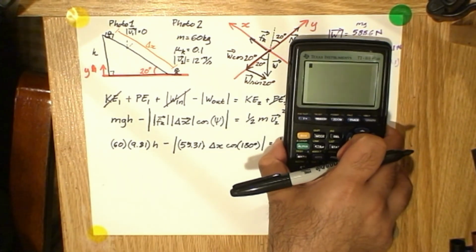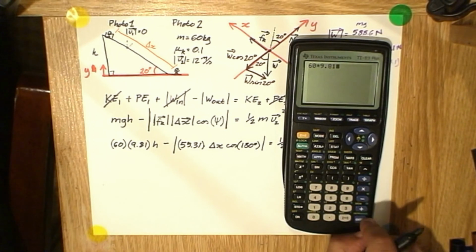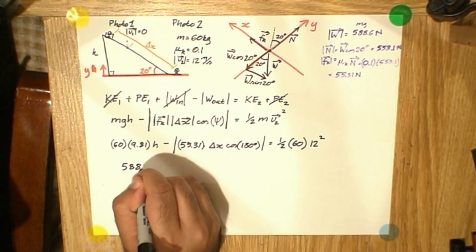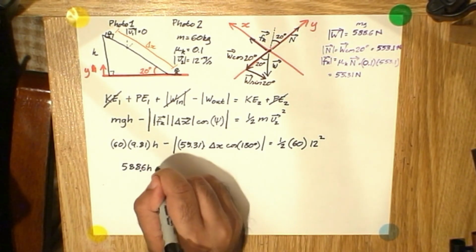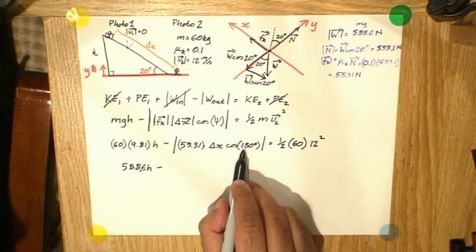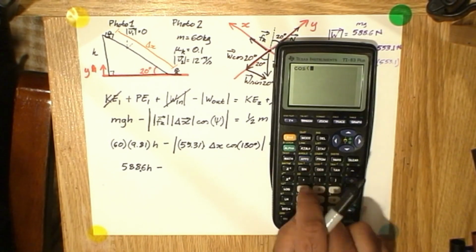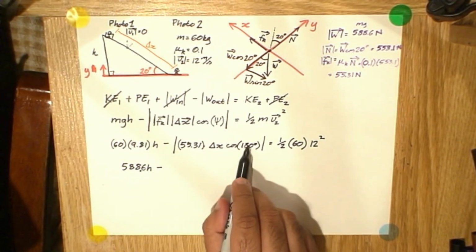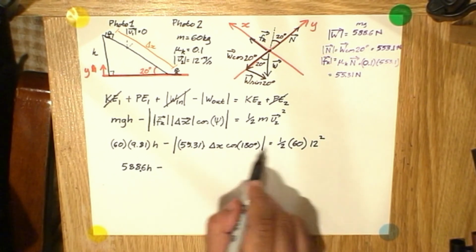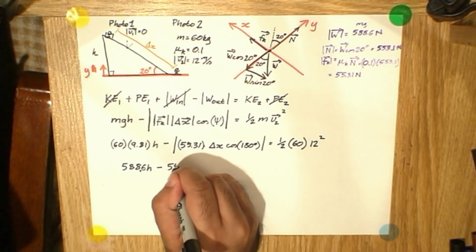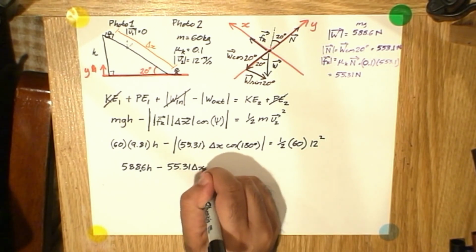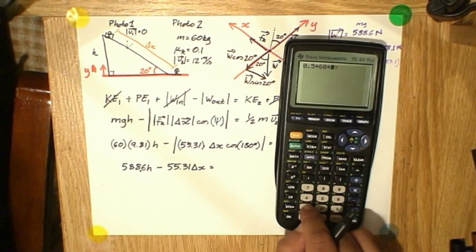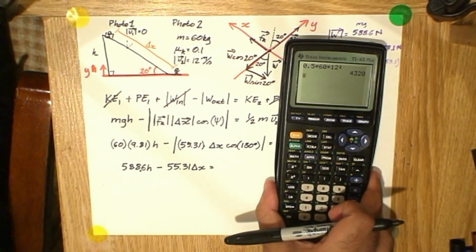Now, let's simplify this somewhat. 60 times 9.81 gives us 588.6, as we saw before. Minus 55.31. The cosine of 180 is -1. So that means we're taking the absolute value of -1 times 55.31 times delta x, and when we do that, we just get 55.31 times delta x. And all of this is equal to 1/2 times 60 times 12 squared, 4320.